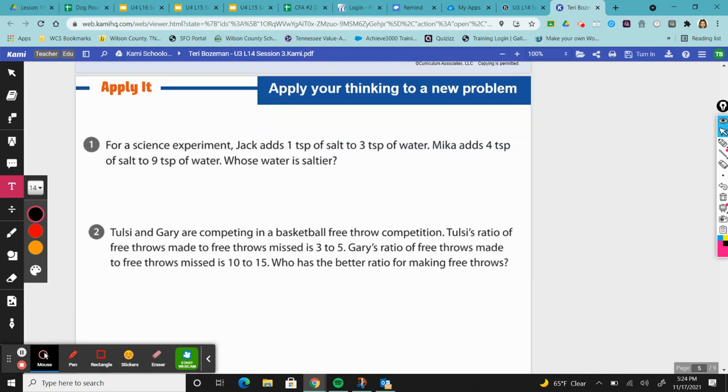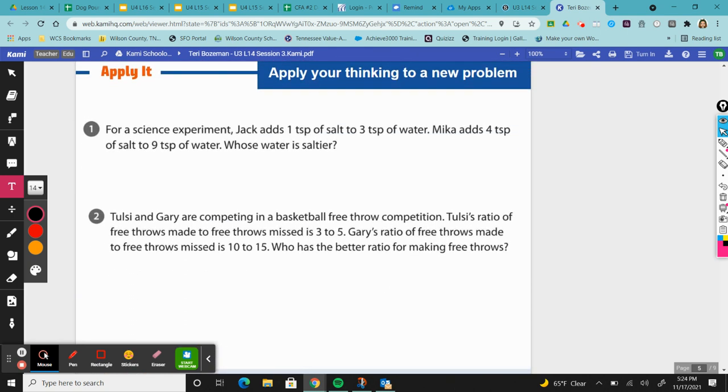All right, so we've been over those 2 pages. Okay, apply your thinking to new problems. So we're just going to go through some problems, all right? And it's going to be skills from the problem we just did, and we're going to build on that, all right? So number 1, for a science experiment, Jack adds 1 teaspoon of salt to 3 teaspoons of water. Mika adds 4 teaspoons of salt to 9 teaspoons of water. Whose water is saltier? No, you may be thinking, who cares? But it is a science experiment, so their science teacher cares.